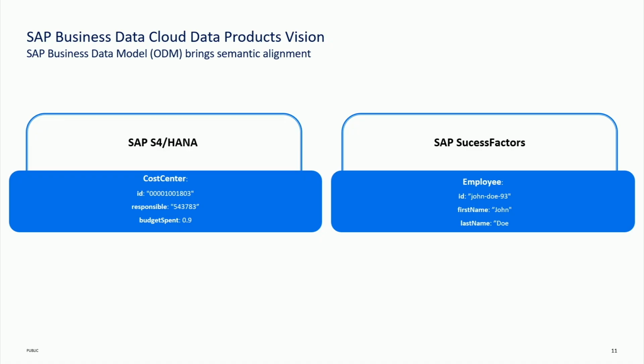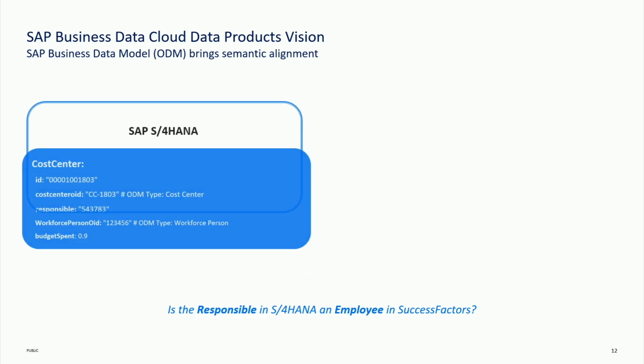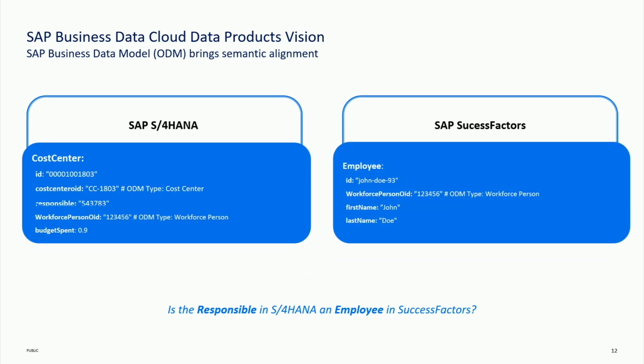So what we are now doing, how do you know that the responsible for that cost center is also the employee John Doe 93 now in SuccessFactors, yeah, in one analytical platform? And what we did is we are now harmonizing all the data assets coming from all source systems in a semantically rich way by applying so-called annotations to those business objects, so that you can see that, for example, by the annotation of the workforce person OID, yeah, one domain model ID, we are attaching those annotations back and forth between the different business objects, so you can now consume those for analytical purposes out of the box.